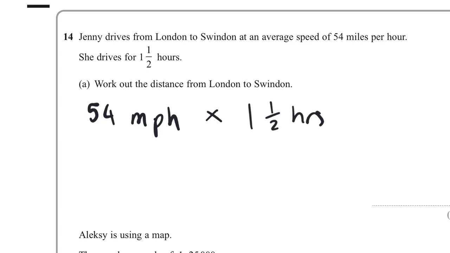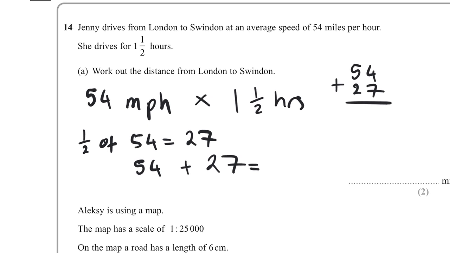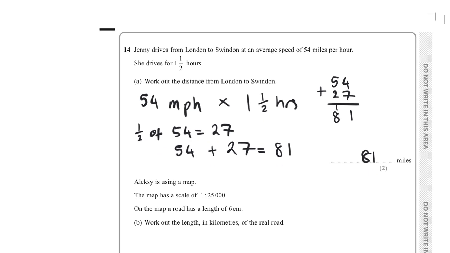Alright, some ways of doing it, I would find half of 54, which is 27. You might have had to do a bus stop for that, that's absolutely fine. Half of 54 is 27. So 1.5 is a whole 54, plus that 27. We'll do a column addition just to make sure we don't make a mistake. 4 plus 7 is 11. 5 plus 2 is 7, 8. So 81. 81 miles. Quite a trek.